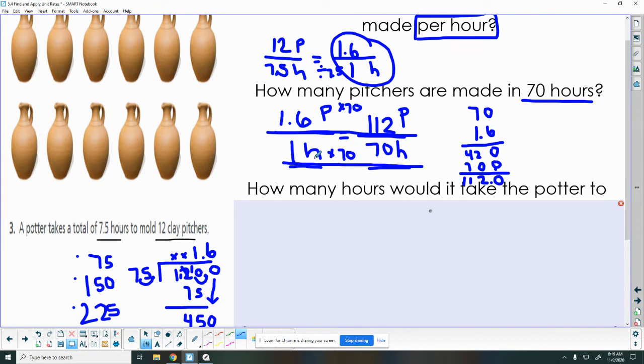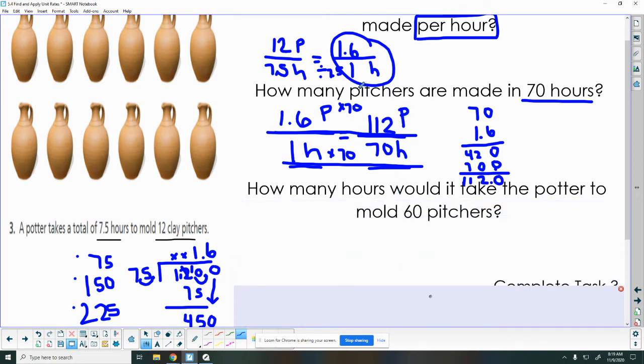I could see how many pictures she made in 350 hours, or I could say, after she made this many pictures, how many hours did it take? We can use our unit rate to find any answer using this information. So our next question asks us, if we want to find how many hours it took to make 60 pictures, we can set up the same problem here.